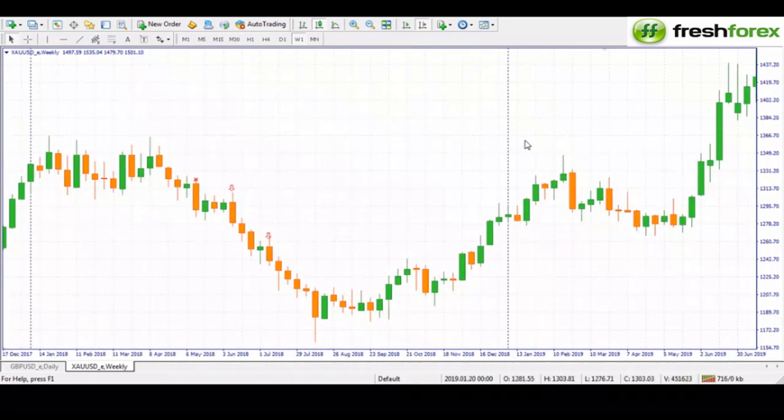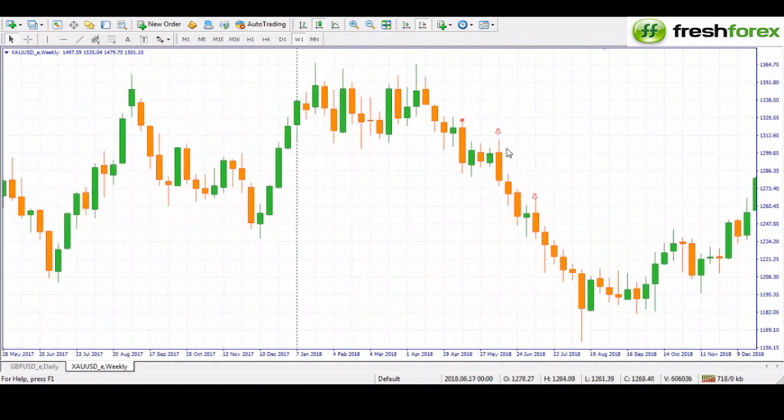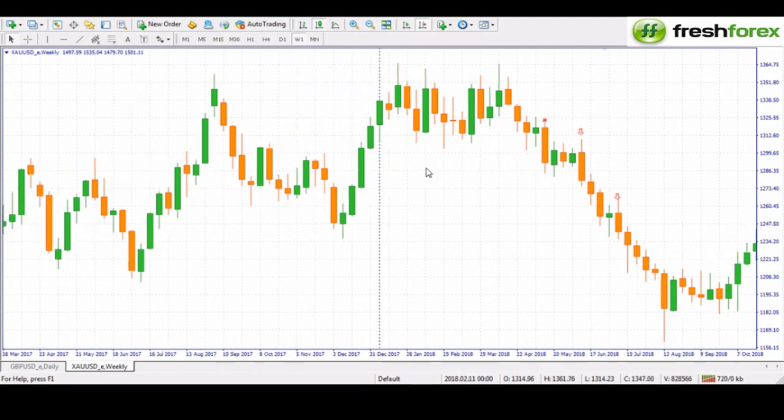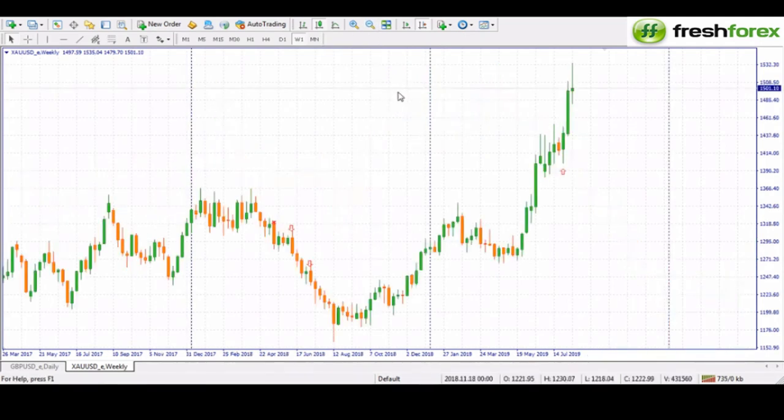An inside bar is the opposite of an engulfing candle. What that means is if the previous candle is bigger than the current candle in terms of highs and lows, then that's called an inside candle. There are two types: we have bullish inside bars and we also have bearish inside bars. Let me draw that.